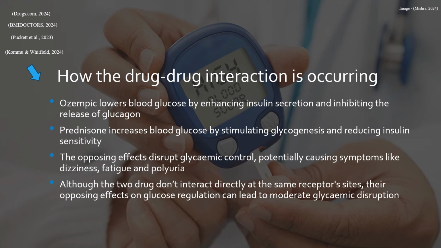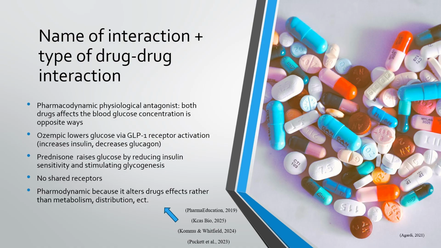Although there is no direct interaction between prednisone and Ozempic, their contrasting physiological effects on blood glucose levels are considered a moderate severity. The drug-to-drug interaction between Ozempic and prednisone can be named a pharmacodynamic physiological antagonist. The interaction is an example of a physiological antagonist because of the opposite effects that the drugs have on the blood glucose levels within the body.